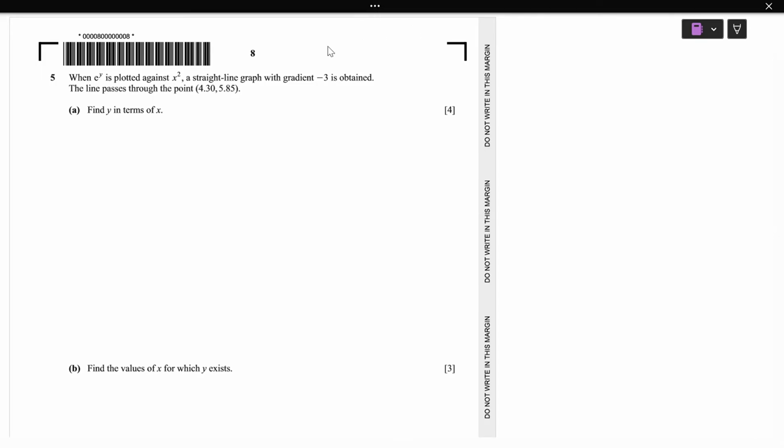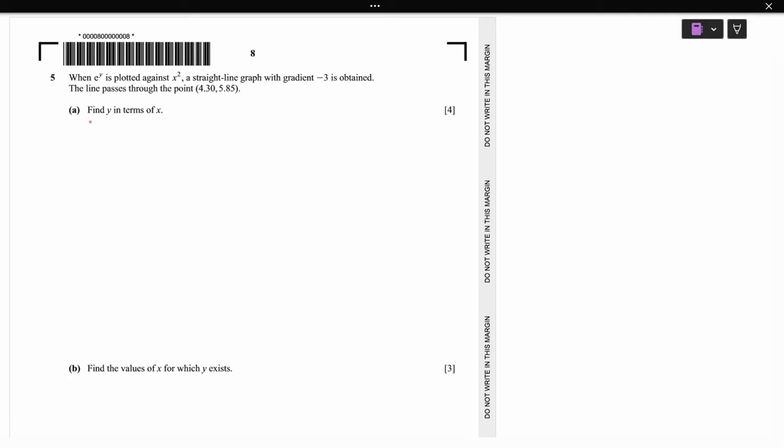Okay, here is question number 5. When e power y is plotted against 2x square, a straight line graph with gradient -3 is obtained. The line passes through the point (4.30, 5.485). Find y in terms of x.